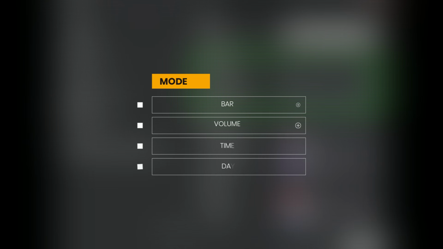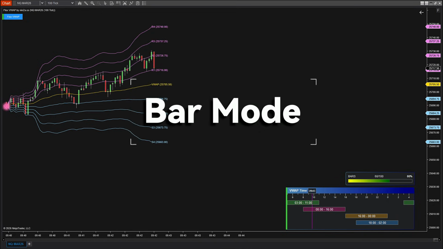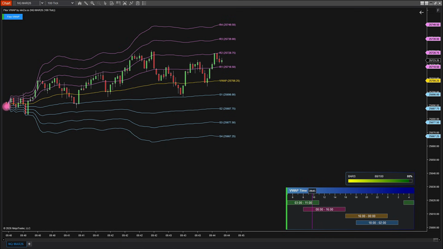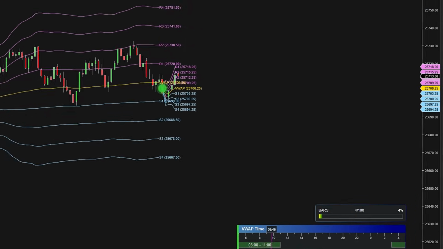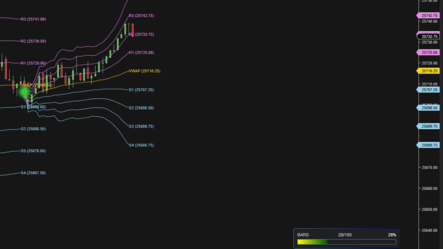In the Flex VWAP indicator, we have developed and designed 4 different modes. Bar mode is designed to calculate and display VWAP bands based on the number of candles you specify. In addition, the Smart Status Bar tracks the development of each VWAP cycle in real time from initiation to the next reset.